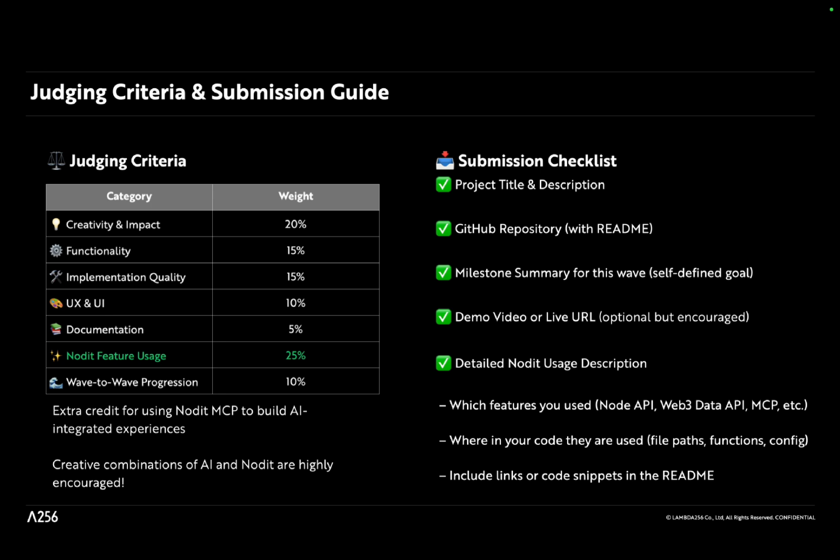And one important thing to keep in mind is that since we'll be reviewing a lot of submissions, the judges may not be able to go through every line of code in detail. So if your README doesn't clearly explain where and how Nodit was used, the judges might not even see it, and your project could miss the shortlist, even if it's amazing. So please make it specific. Point us to the files, functions, or configurations where Nodit was used.